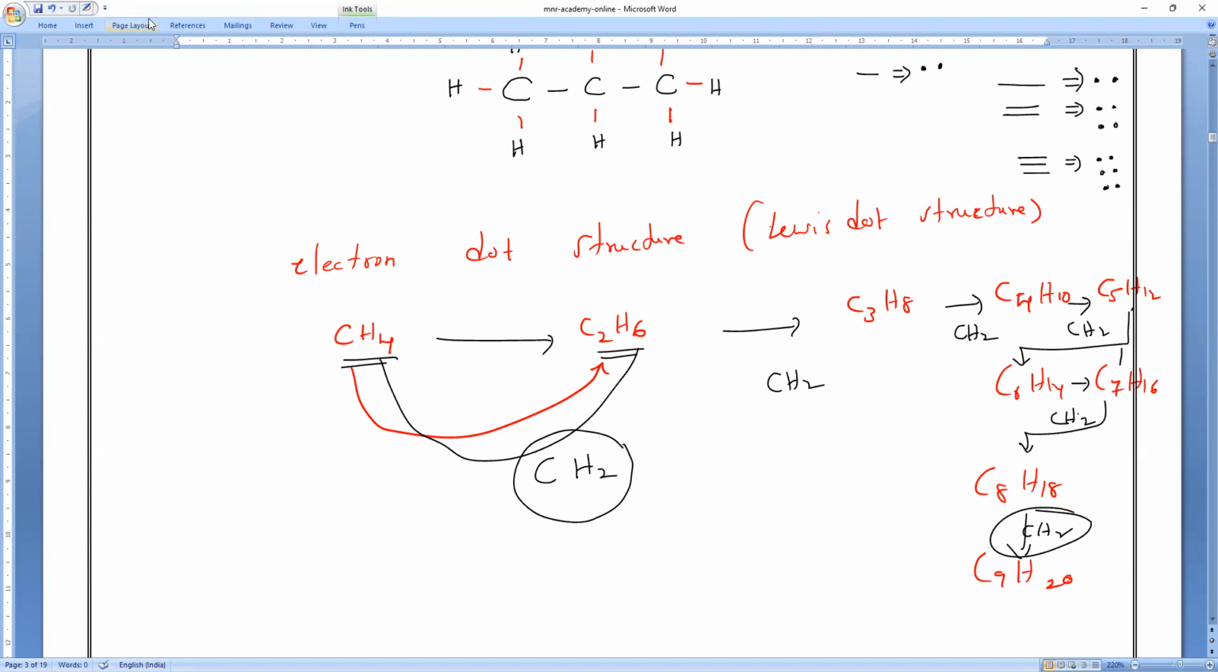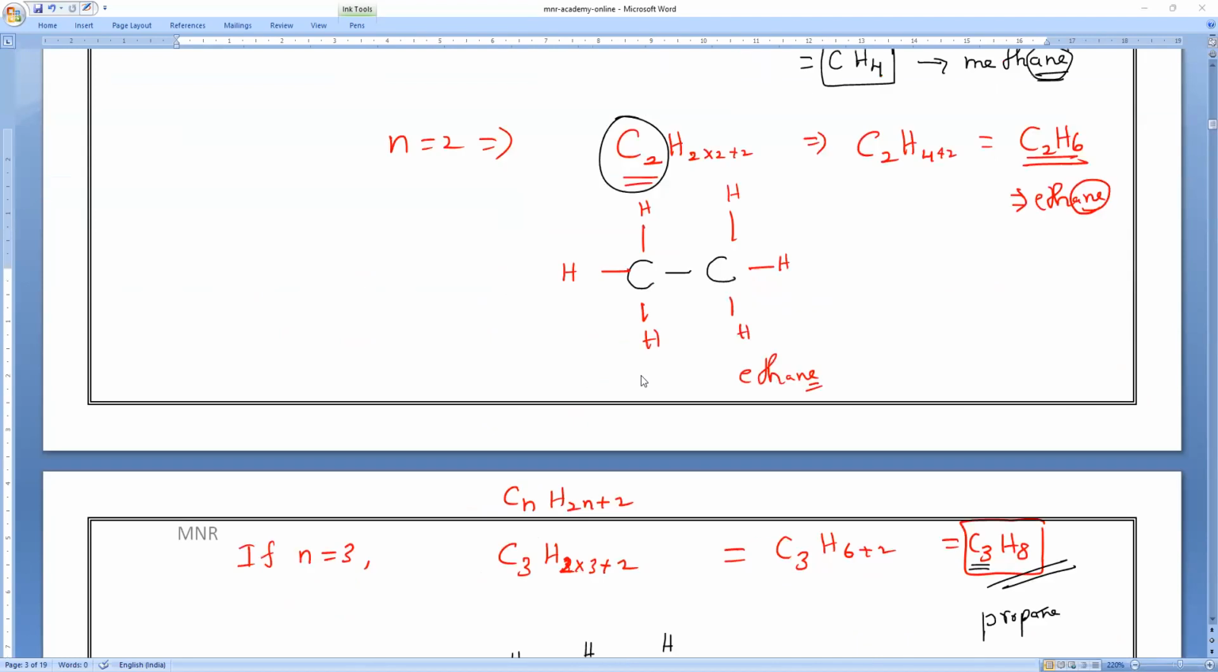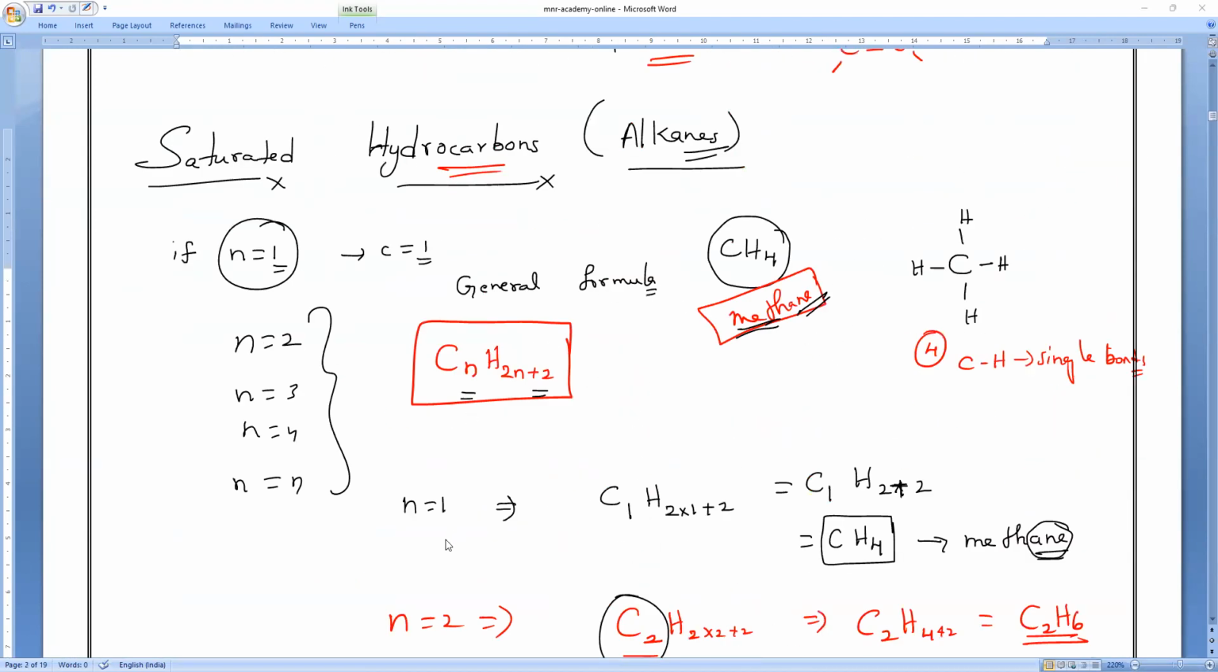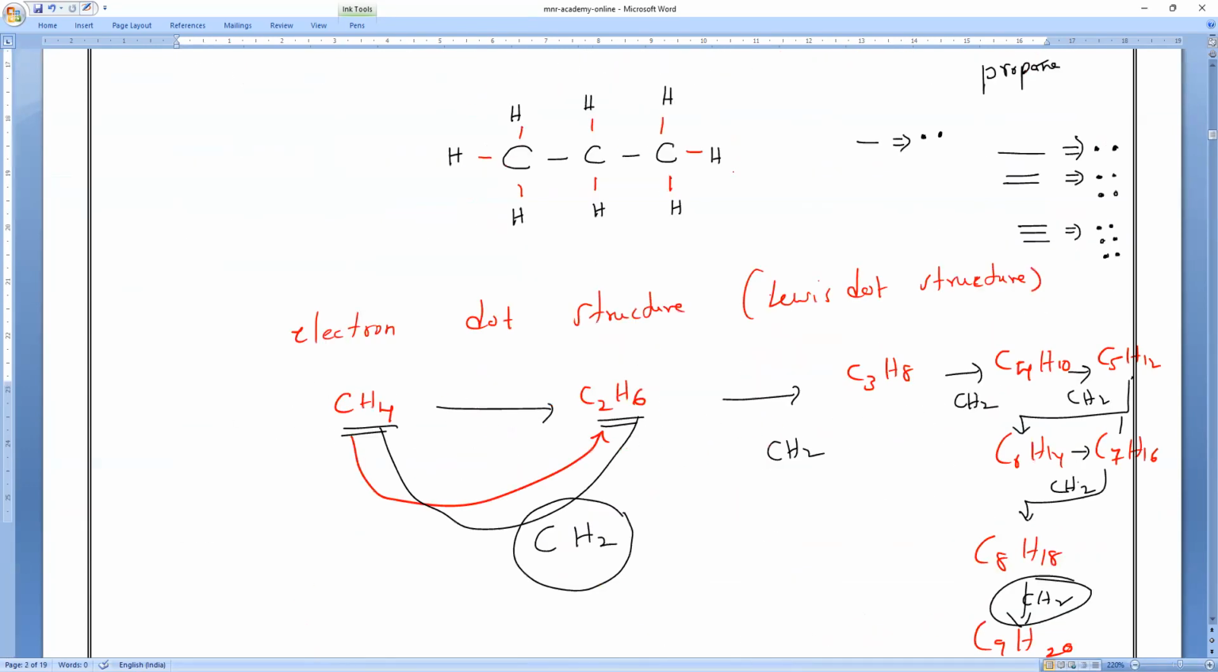What is the smallest saturated hydrocarbon, everybody? Methane. Remember, no other compound will be there. The one and only compound which is smallest, where n is equal to 1, is methane. That is also possible only for alkanes. No other is possible.